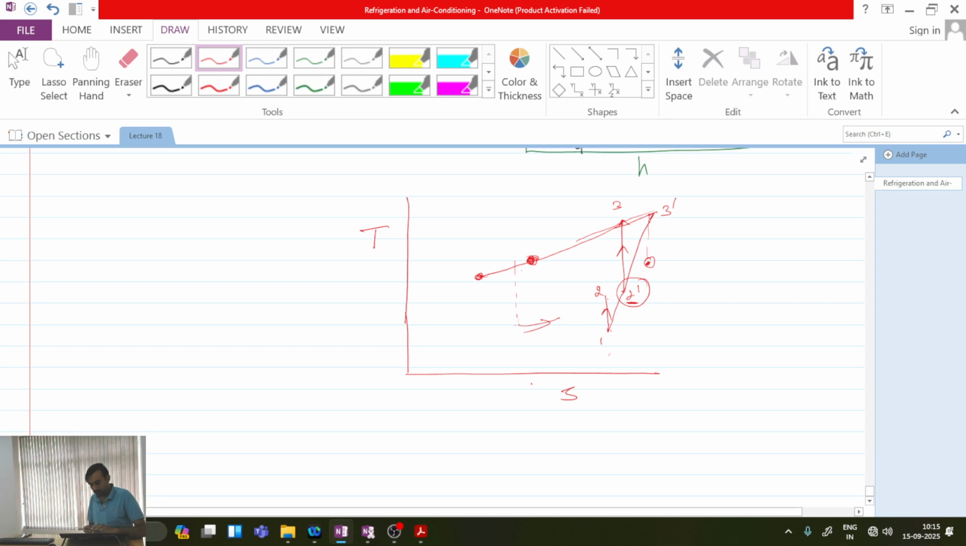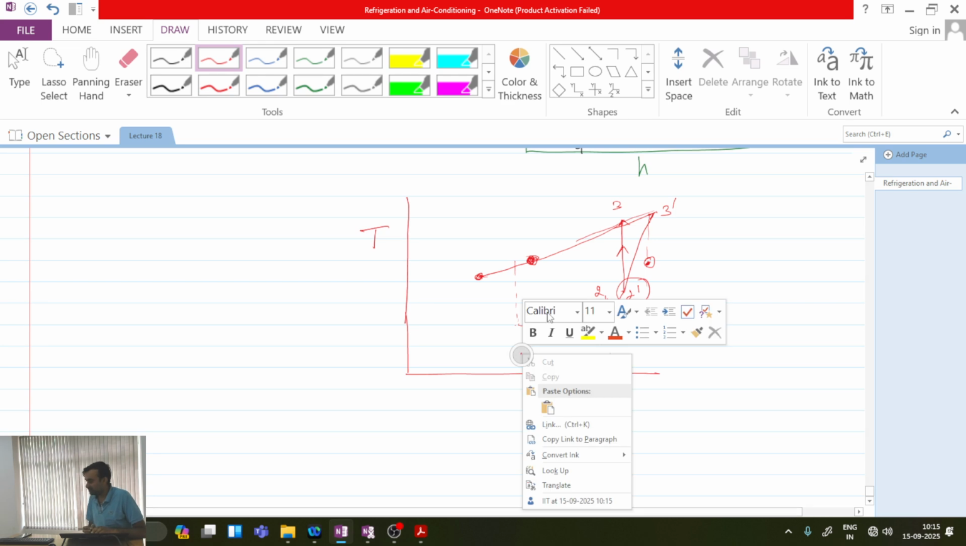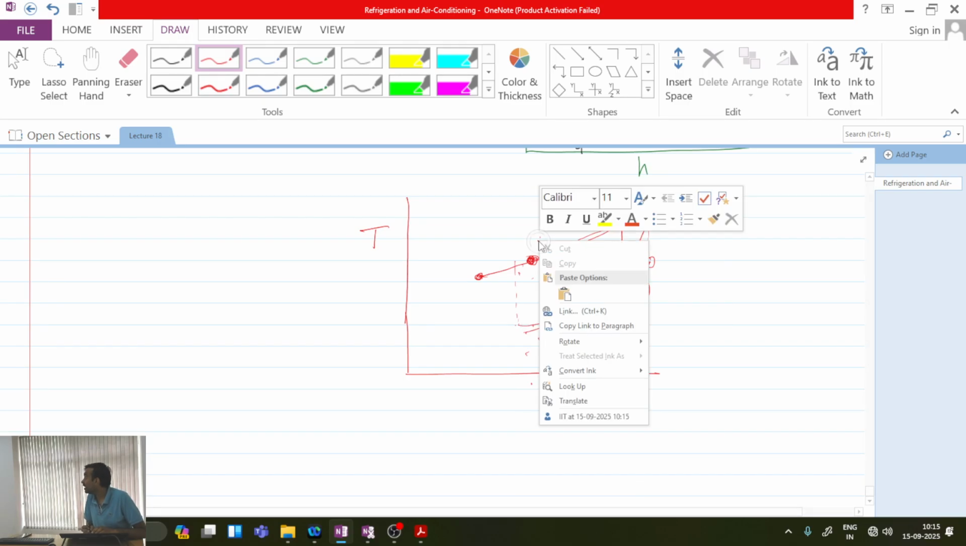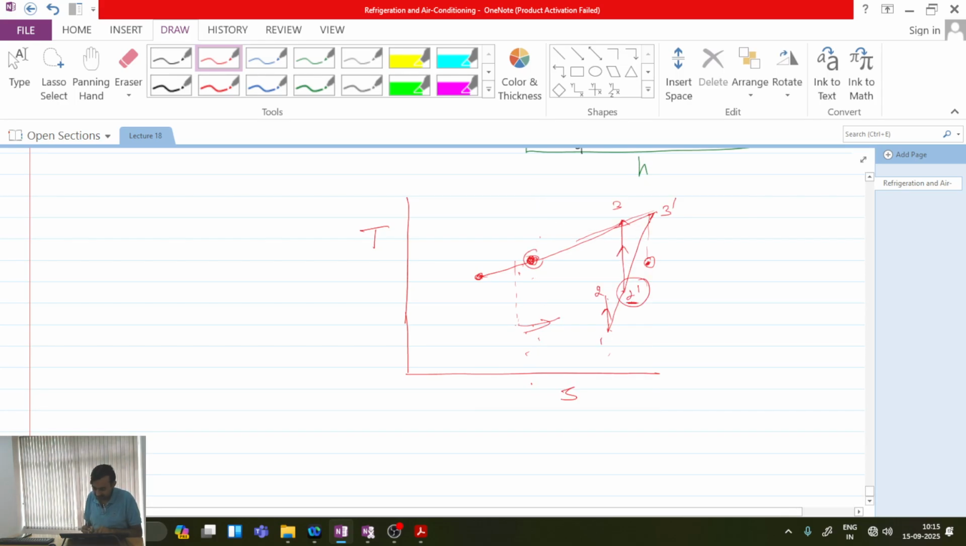Now, from this point, if you do expansion, the pressure ratio is the same, but the initial temperature is higher than this. So the corresponding final temperature at the exit of the expansion process will also be high. So there are two ways to improve: either keep the same temperature and increase the pressure, or keep the same pressure but decrease the temperature.